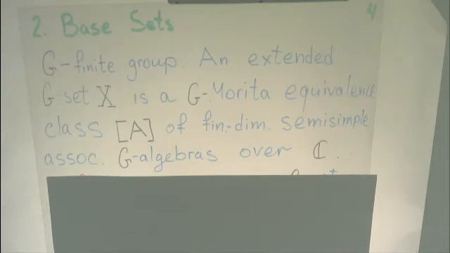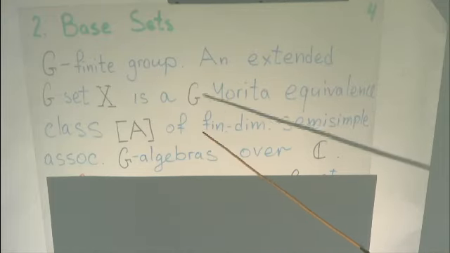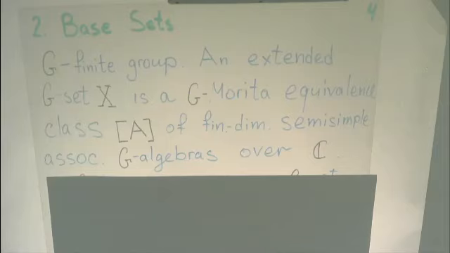Well, we have a finite group G, and we are interested in a finite set with an action of G. That's my definition of a set. Well, it's called extended, so that you remember that it's not just a set. So it's a G-Morita equivalence class of a finite dimensional semi-simple associative G-algebra over C.